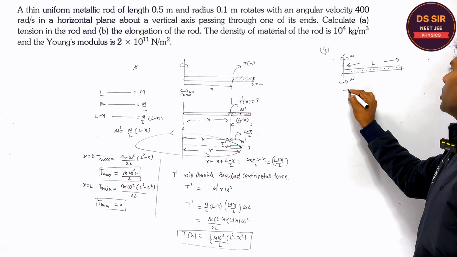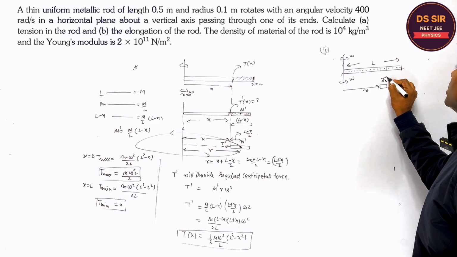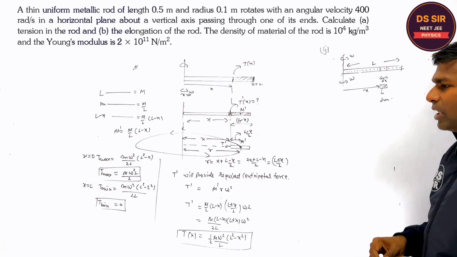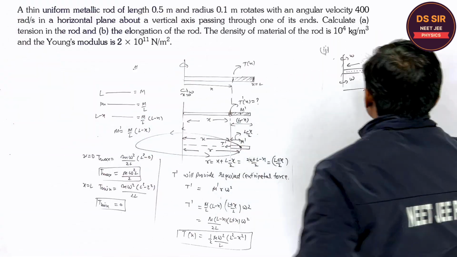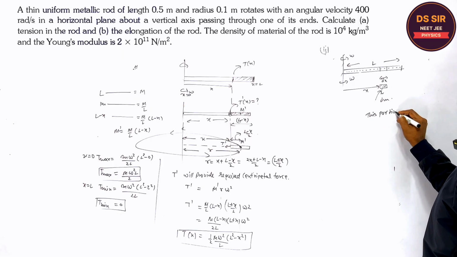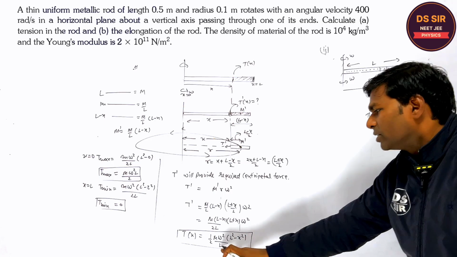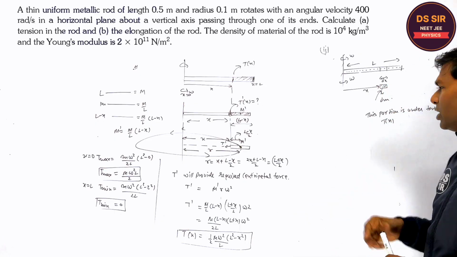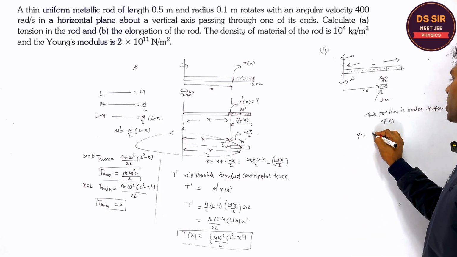What we can do is choose a small portion of width dx. The mass is dm, and this portion is under tension. What is the tension at this point? This is the tension T. So if this portion is under the tension T, there will be some elongation or not? Yes. How? Young modulus is equal to stress upon strain.